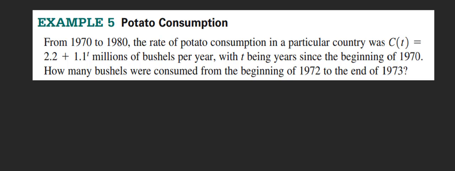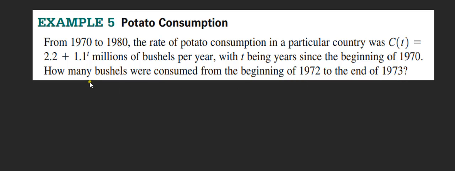Not only do we use integrals to find displacement and total distance, we also use integrals to find total accumulation. For this example regarding potato consumption, from 1970 to 1980, the rate of potato consumption in a particular country was C of t equals 2.2 plus 1.1 to the power of t millions of bushels per year. Notice it says bushels per year, which means it is a rate of change. With t being years since the beginning of 1970, how many bushels were consumed from the beginning of 1972 to the end of 1973?